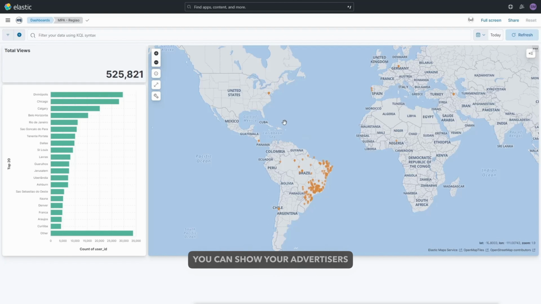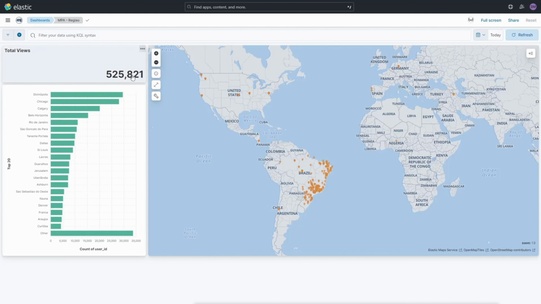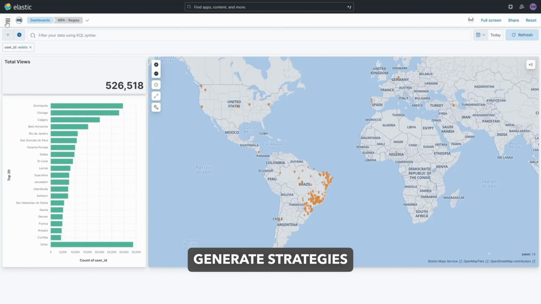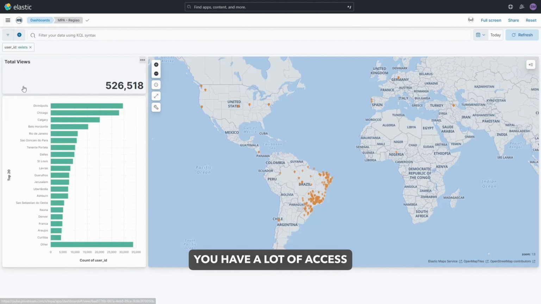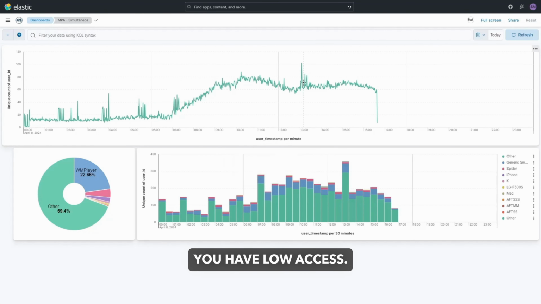With this, you can show your advertisers how your audience is doing and how the ads are performing. And from there, generate strategies for the times when you have a lot of access and make improvements for the times when you have low access.